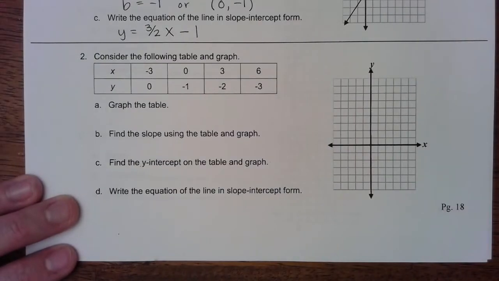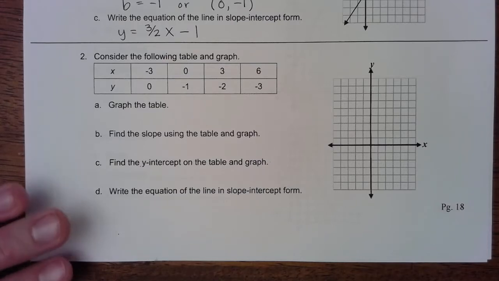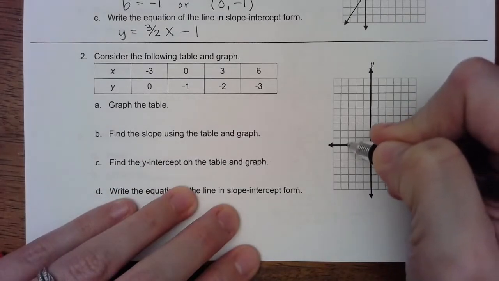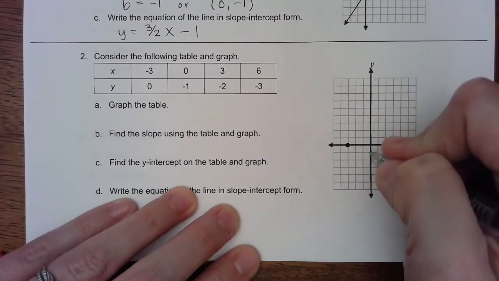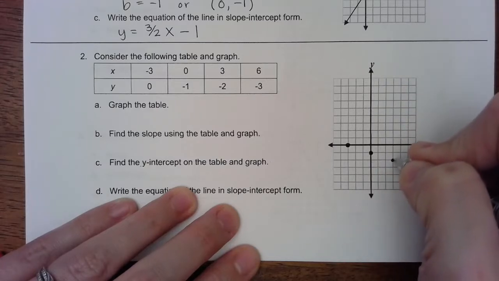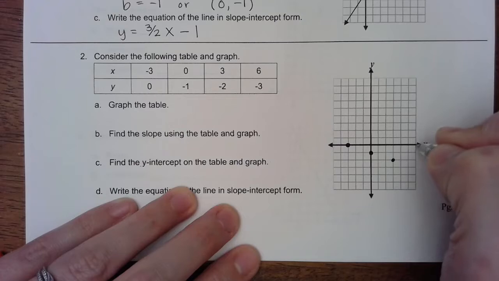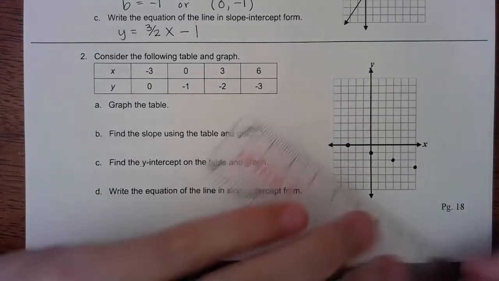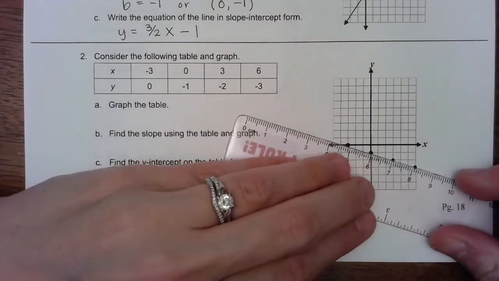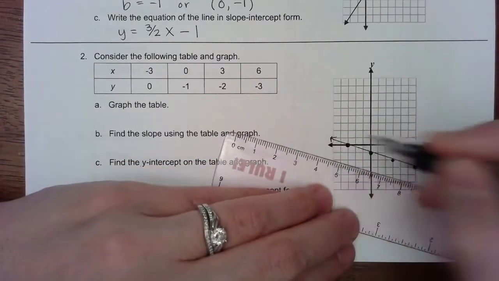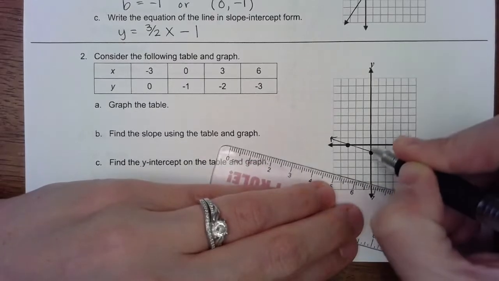Question number 2 is a little bit different, because on this one, they gave us all the numbers on the table, and they want us to start by graphing them on the graph. So be careful. -3 goes with 0, 0 goes with negative 1, 3 goes with negative 2, and then 6 goes with negative 3. So those are going to be the points on this one. You can go ahead and use an ID card or just try to draw it as good as you can. But this would be the points that form that line.